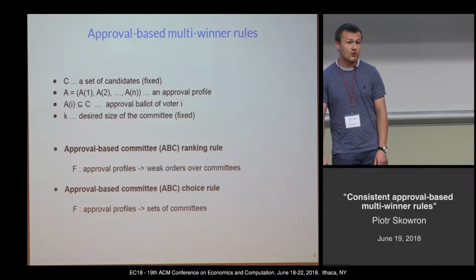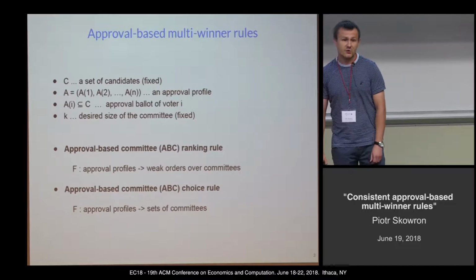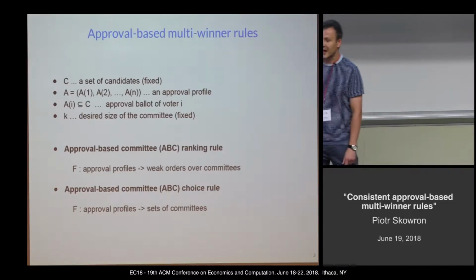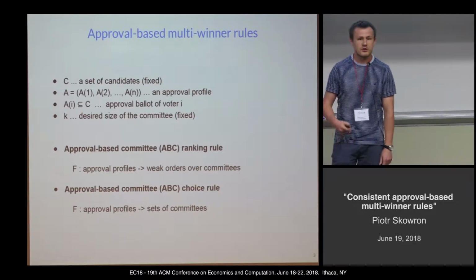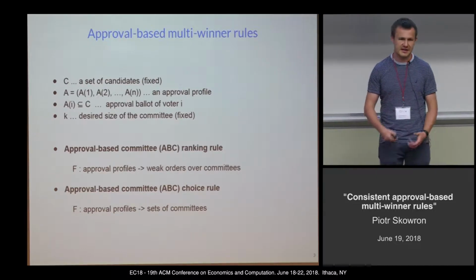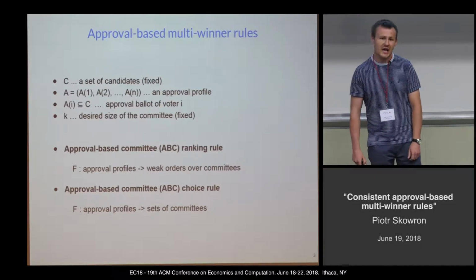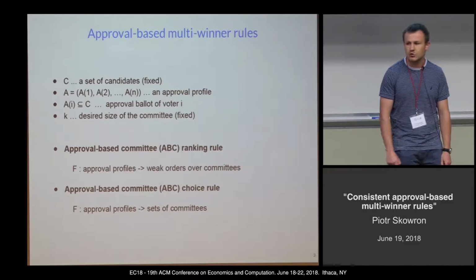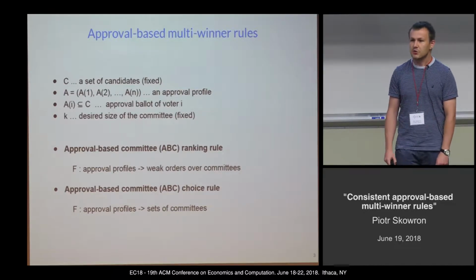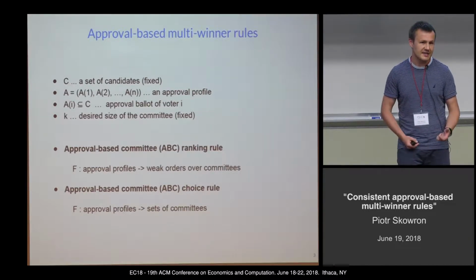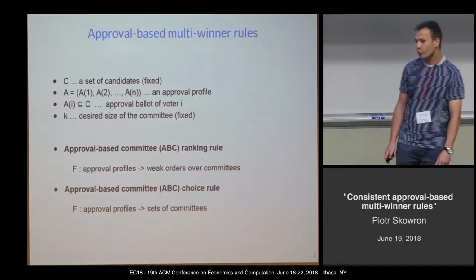Okay, so now let me formalize the setting. We are given a set of candidates, a set of voters, and the voters express their preferences by approving subsets of candidates. And additionally, we are given a constant K, which is the desired size of a committee. So I will call size K subsets of candidates committees.